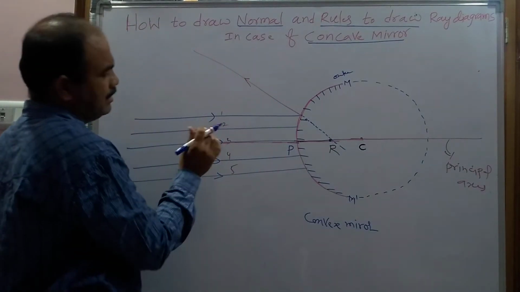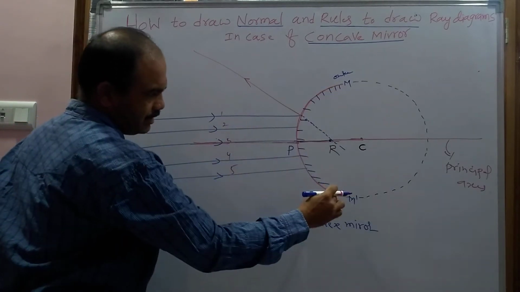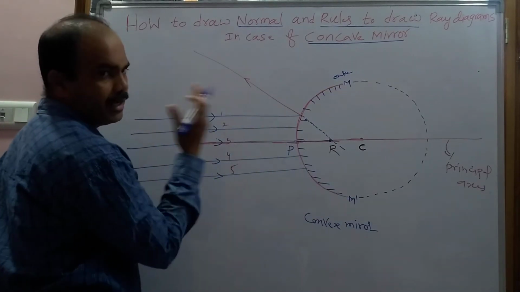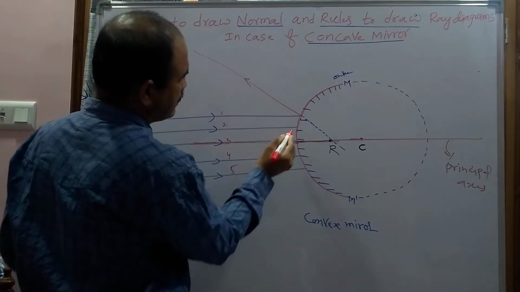Now come to the second ray. If the second ray is incident on this convex reflecting surface, what happens? Again it is reflected into the same medium. Now imagine, it is reflected like this.